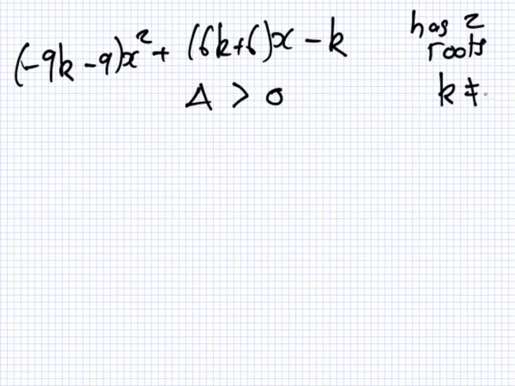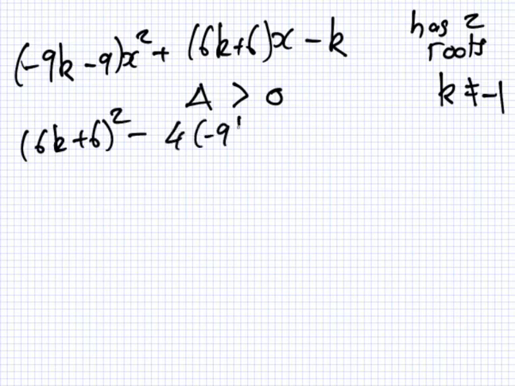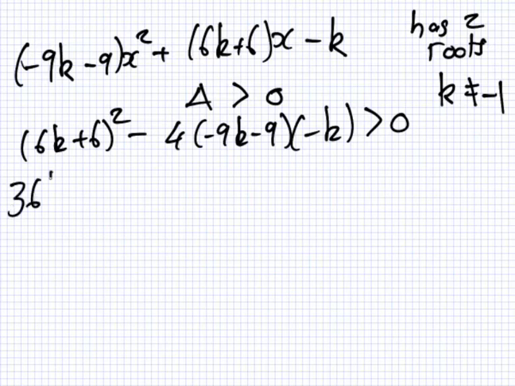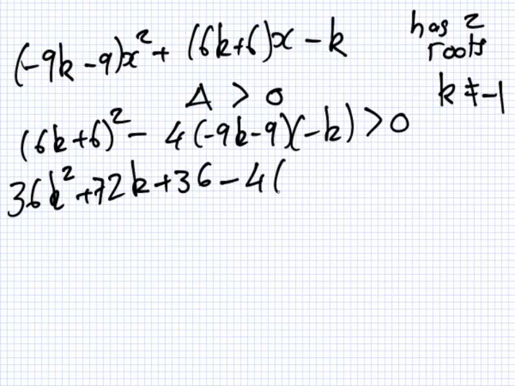So if it has only 1 root, what do we know about this? The discriminant should equal 0. Okay, let's try and find the k. So b squared minus 4ac should equal 0. By the way, I don't think I said this, but I think people know it though.